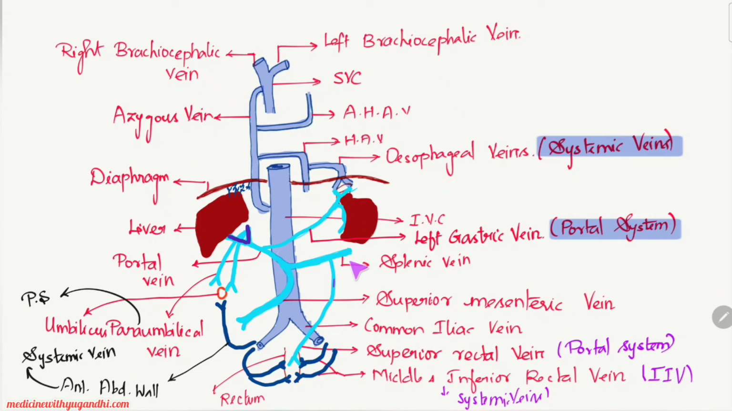And then here you could see the splenic vein, and here is the superior mesenteric vein. They both unite to form the portal vein. As soon as the portal vein reaches the liver, it divides into two branches, namely the left and right branches.